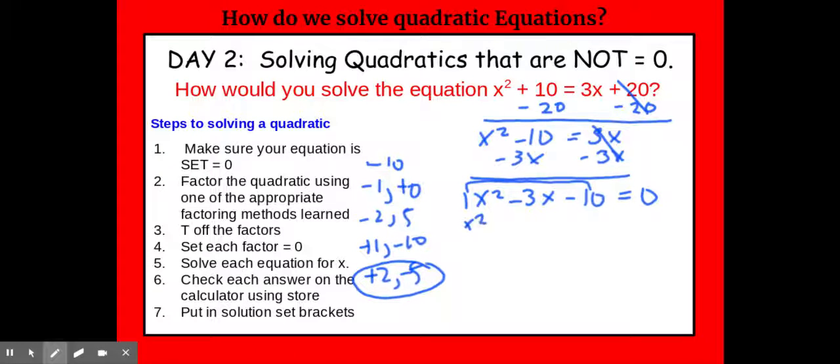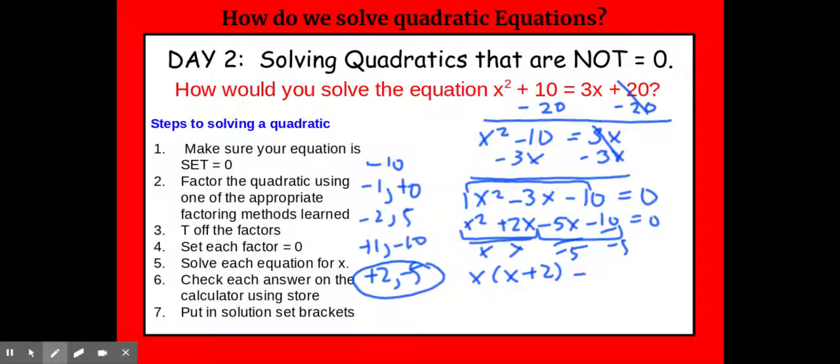So I bring my x squared down. I separate my negative 3x into positive 2x and negative 5x, and I bring down my minus 10 equals 0. Now I just group it and factor out my GCF, which for the first group is x and for the second is negative 5. So I'm left with x times (x plus 2) minus 5 times (x plus 2) equals 0. Now my next step is to factor out my common factor, which is x plus 2, and then your x minus 5 comes after. And now it's still equal to 0. Don't forget to carry that down.